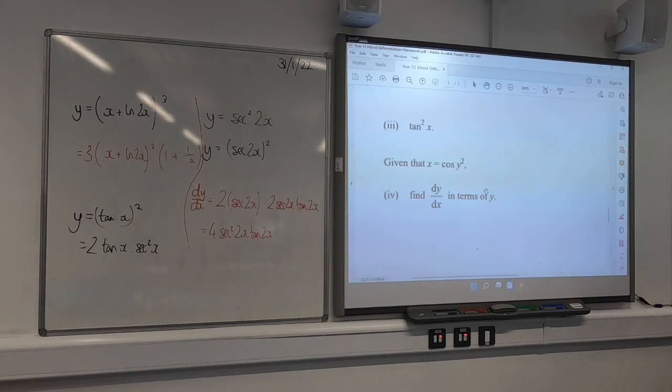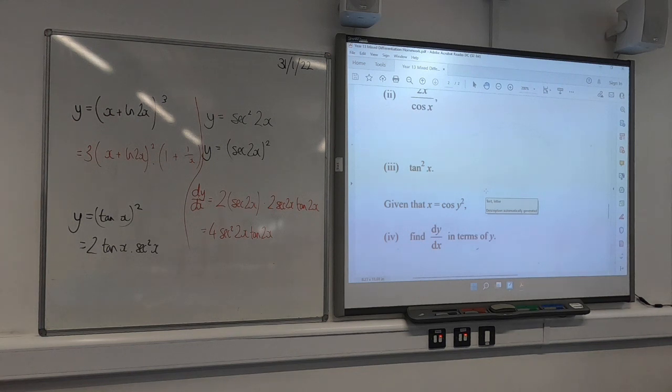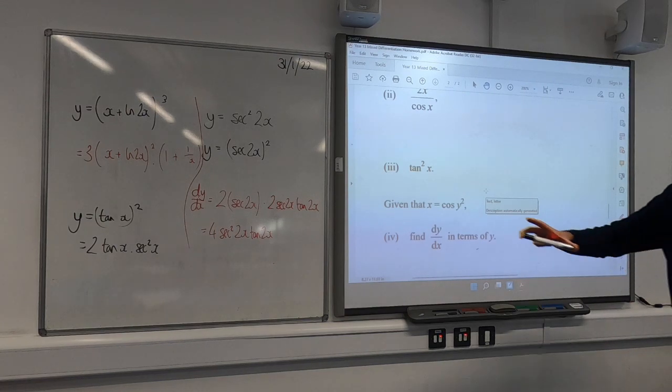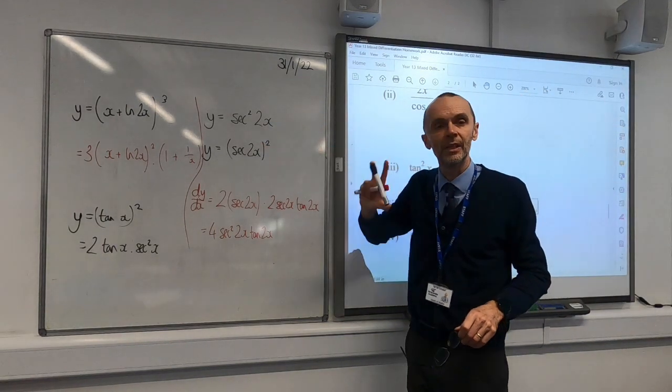Yes, Joe? Does this work two ways? So, do you mean integrating? No. Like with the sine goes to cos. Yes. And you said it was the same with tan. No, so if you differentiate tan, you get sec squared. If you integrate sec squared, you get tan. But not if you differentiate. So if you differentiate sec squared, well, we've just done it, haven't we?